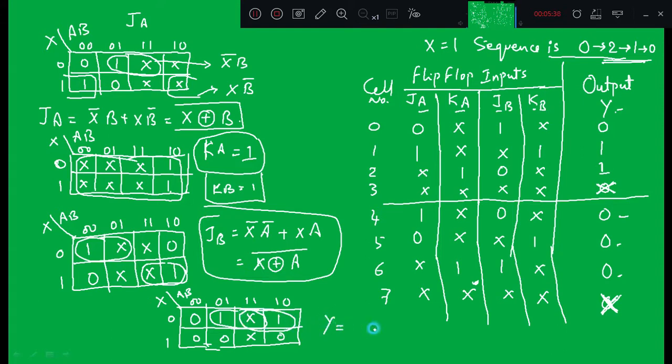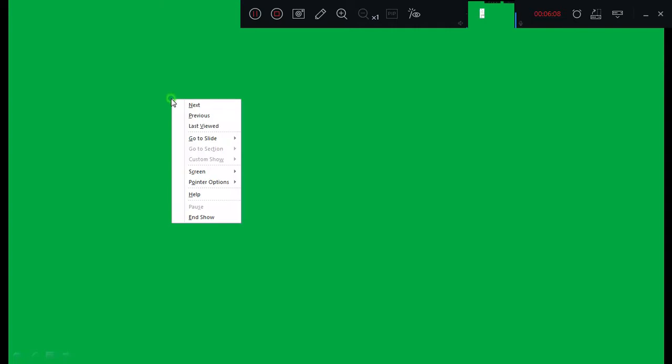And what is the expression for Y? It is X bar B plus X bar A, and X bar you can take common, and in brackets you can write A plus B, right? So these Boolean expressions we are going to use to design the final circuit. Let me rewrite those Boolean expressions, and we will design the final circuit.